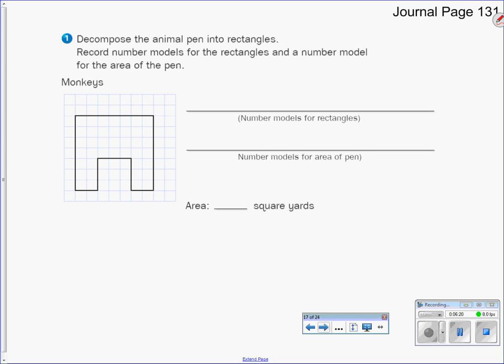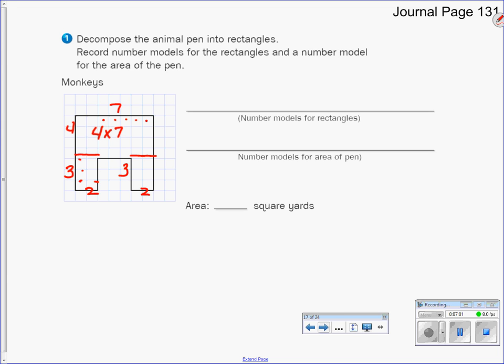All right, so they want us to decompose the animal pen into rectangles. Record your number models for the rectangles and a number model for the area of the pen. Okay, so if I were to look at this, my first reaction would be to take it straight across there. Here I would have 1, 2, 3, 4, and 1, 2, 3, 4, 5, 6, 7. So this would be a 4 by 7. Okay, down here I have 1, 2, 3, and then 2 across, so this would be a 3 by 2, and this would also be a 3 by 2.